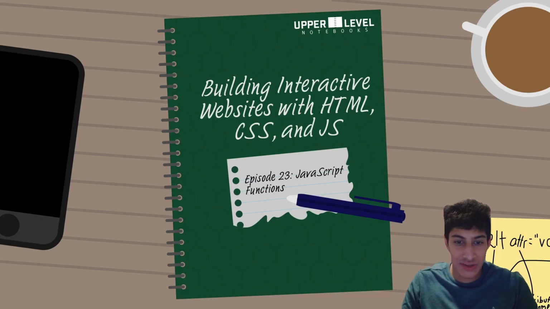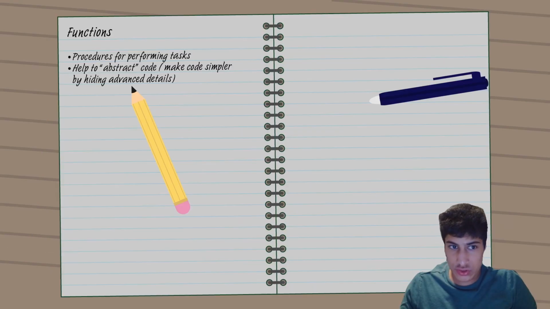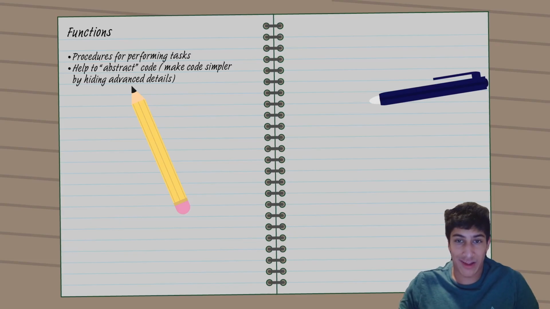Welcome to episode 23, where we'll learn how to create functions or reusable blocks of code making use of JavaScript. So, in short, functions are basically procedures that can be used to repeatedly perform complex tasks. And the reason why they're needed is because they help abstract the code, or in other words, make it appear simpler by hiding details that are really advanced or not very applicable to what the code's actually doing.